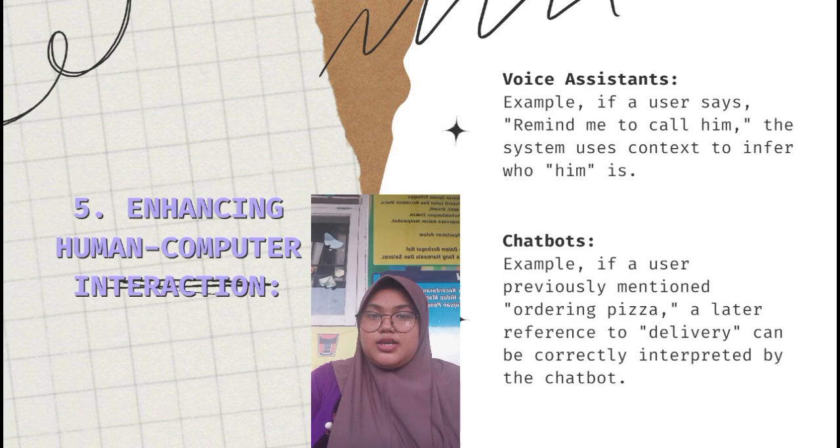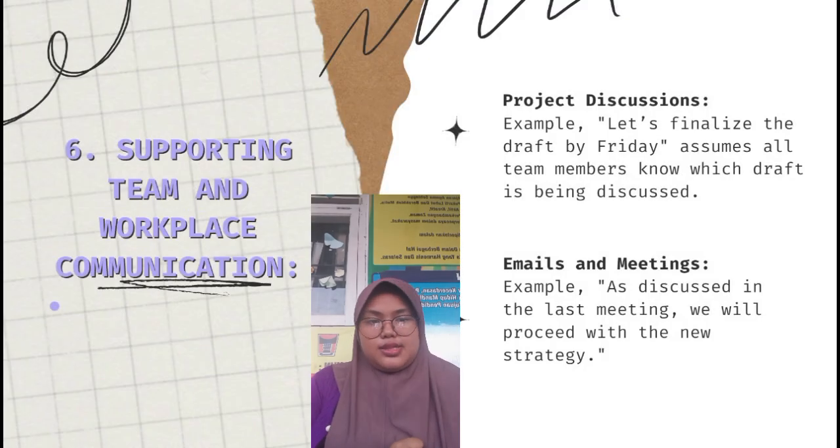Number five of application in spoken form is enhancing human-computer interaction. The first one is voice assistants, designing systems like Siri or Alexa to understand and respond to references. For example, if a user says, remind me to call him, the system uses context to infer who him is. Next is chatbots, using inference to maintain coherent conversation. For example, if a user previously mentioned ordering pizza, a later reference to delivery can be correctly interpreted by the chatbot.